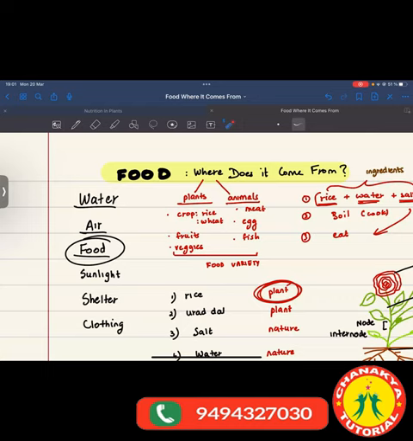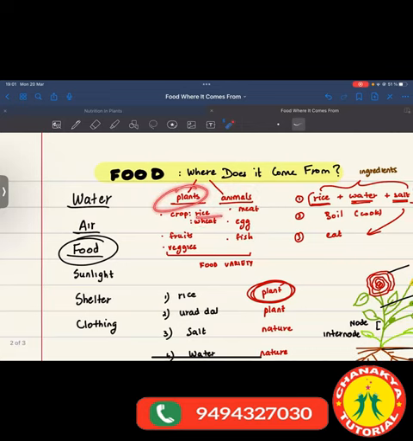Now we're going to see where this food comes from. We get food from plants and also from animals. From plants, we have rice, wheat, fruits, vegetables, all of them. Whereas from animals, you have meat, egg, fish. So these plants and animals are the different varieties of food that we get.